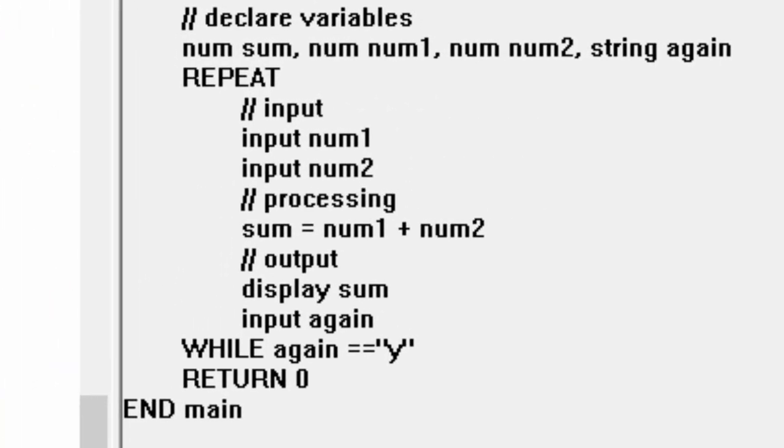And here's my repeat. In other words, my do while. So I got my do, and these are all my do steps, and then I've got my while at the bottom, so it's going to loop around after it's run once. That's the big important thing.